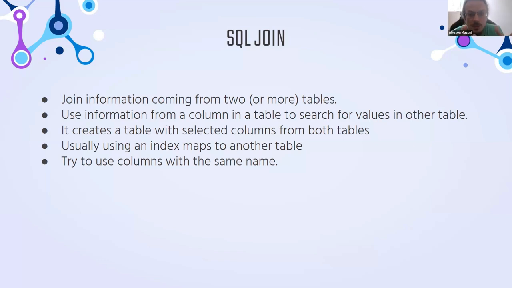If you need information that's spread across tables, you need to join them. You need to combine them in a certain way. So what you do is put them side by side and create a new resulting table. I want you to imagine the join operation as this: you take two tables and put them side by side to create a new one.